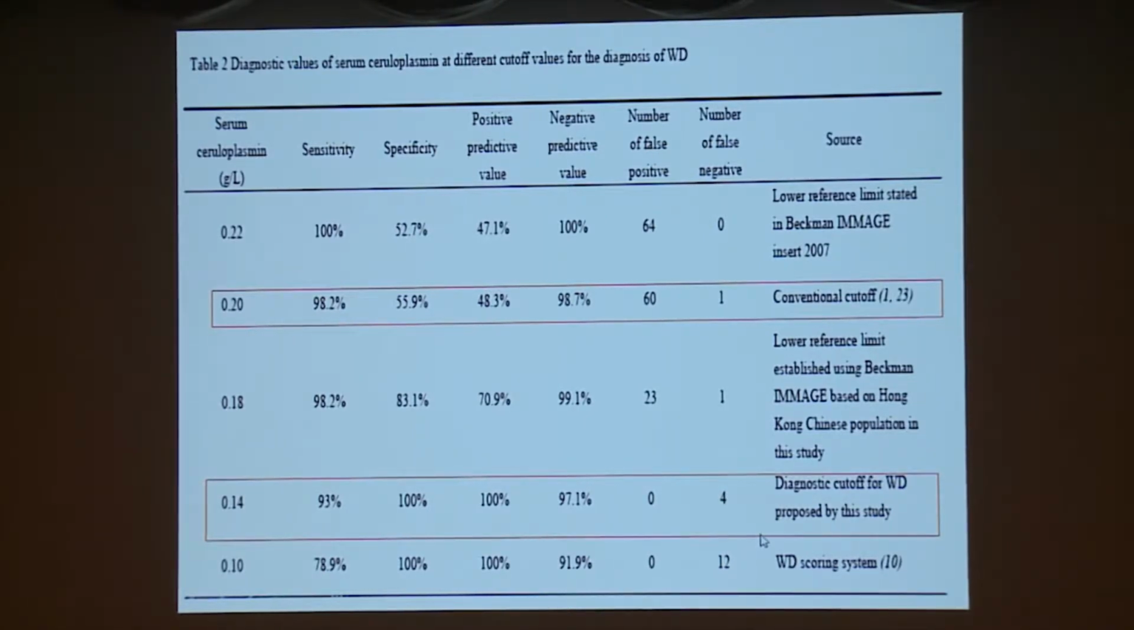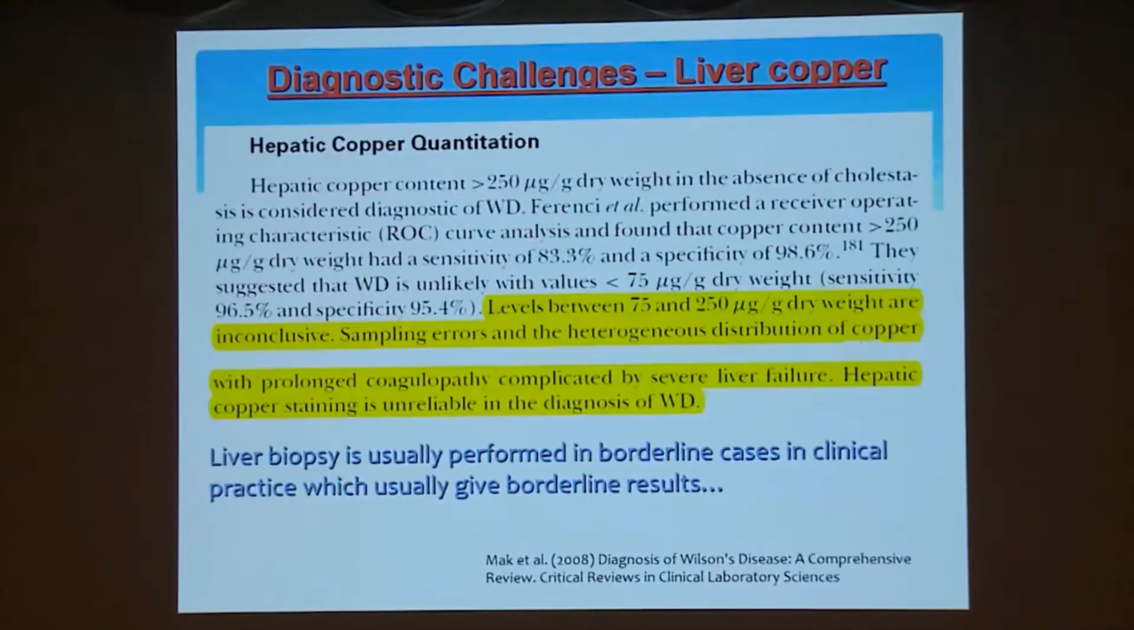So we proposed each locality should establish their own cutoff for Wilson disease patients instead of just using the conventional one. Or the second best is to follow your laboratory reports, the lower reference interval.